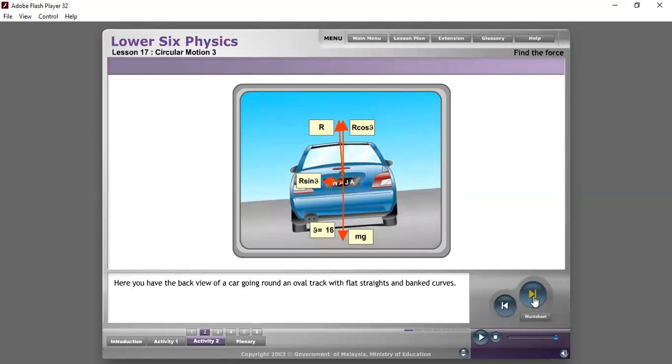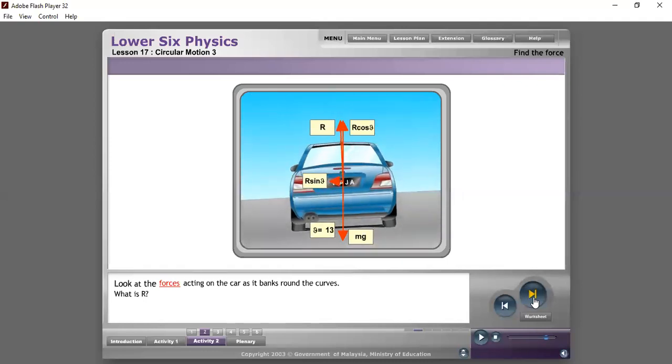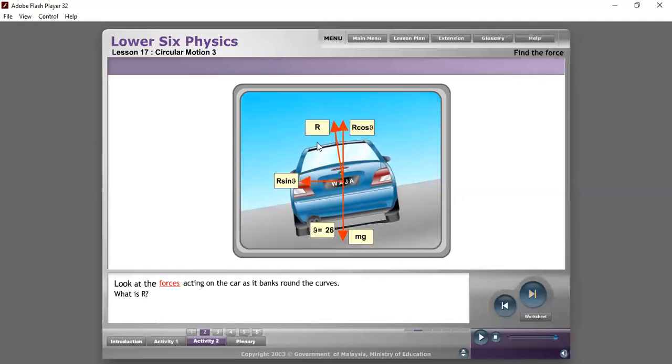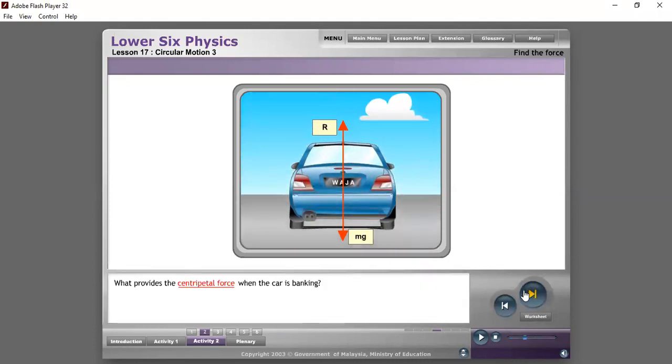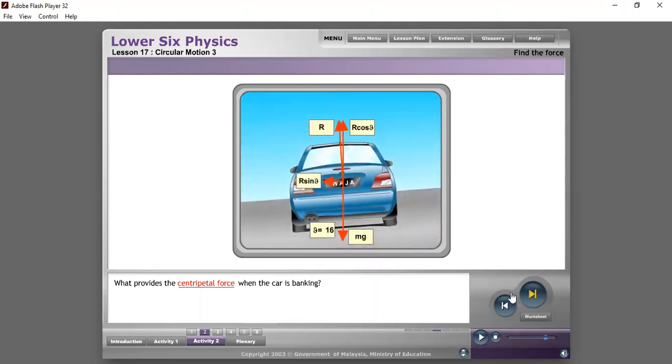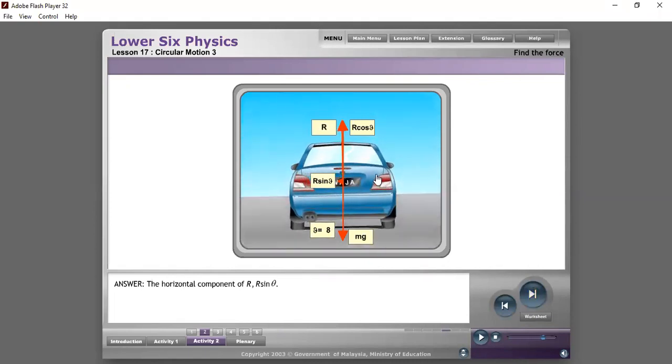Now look at the forces acting on the car as it banks round the curves. So what is the R? R is the normal reaction force. What provides the centripetal force when the car is banking? Answer: the horizontal component of R, R sin theta. You see now, no other force points in this direction, right?